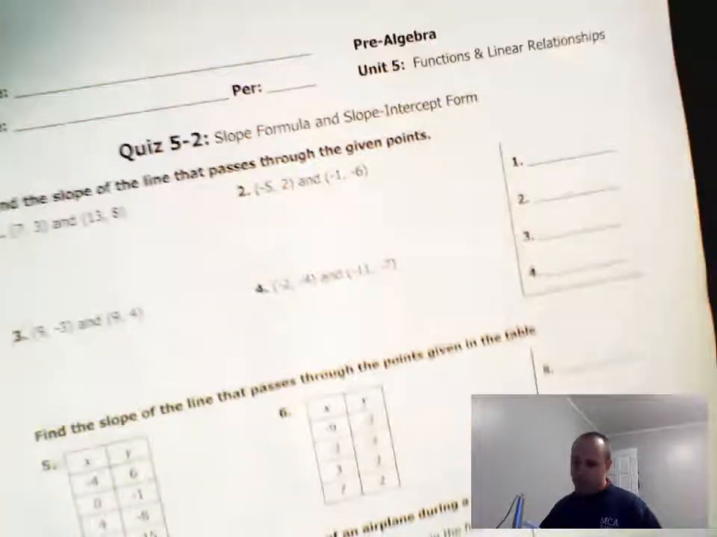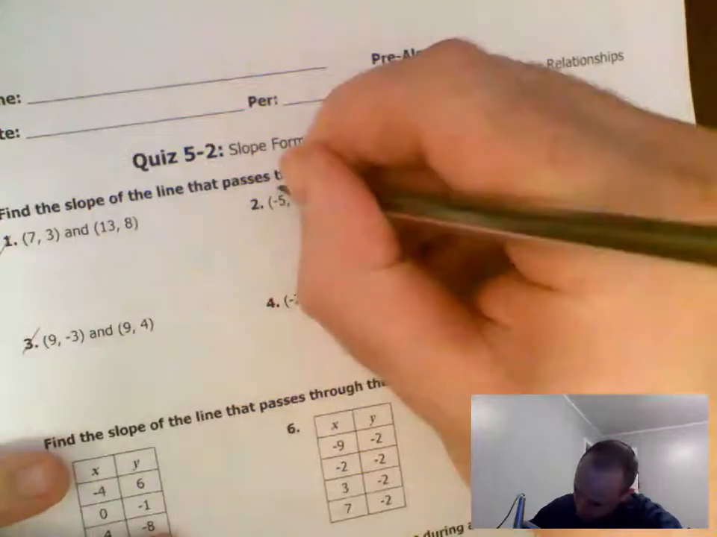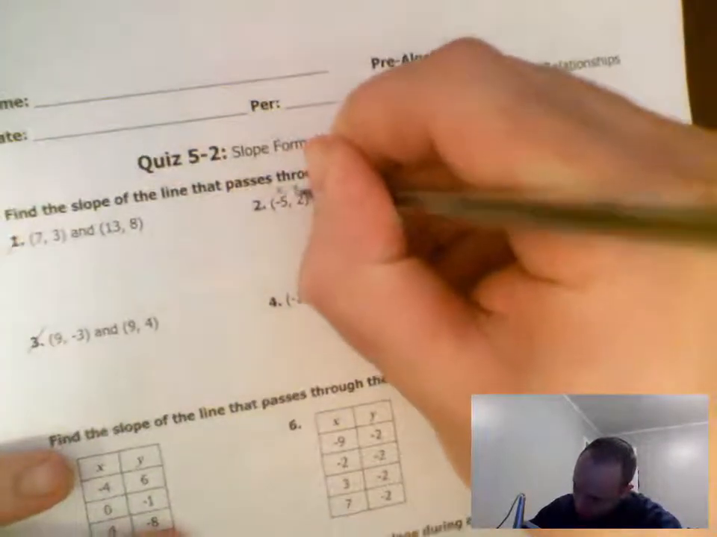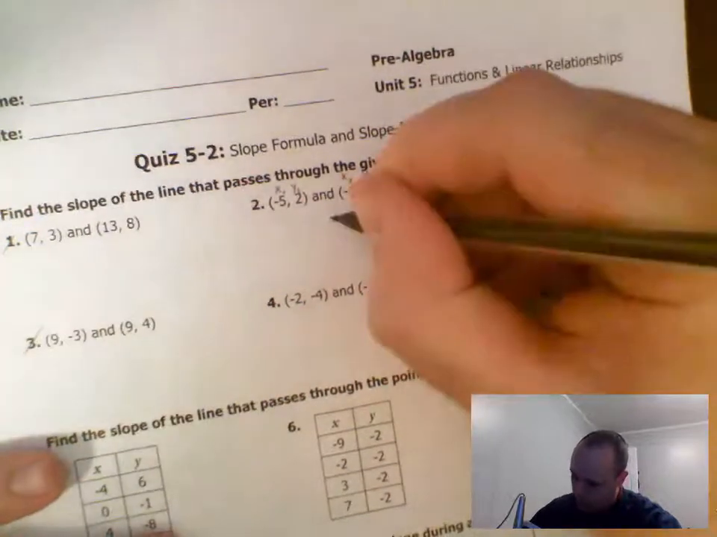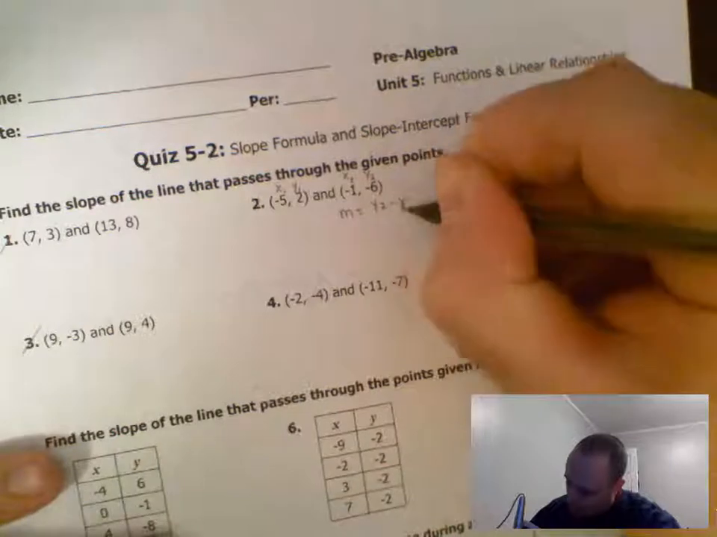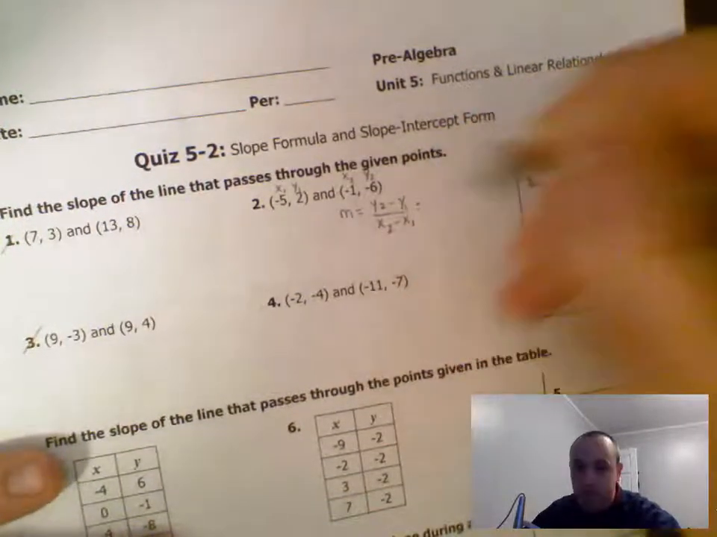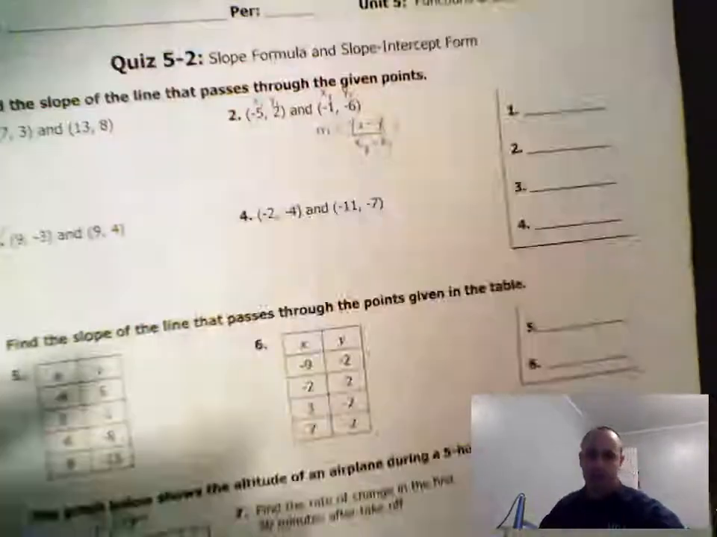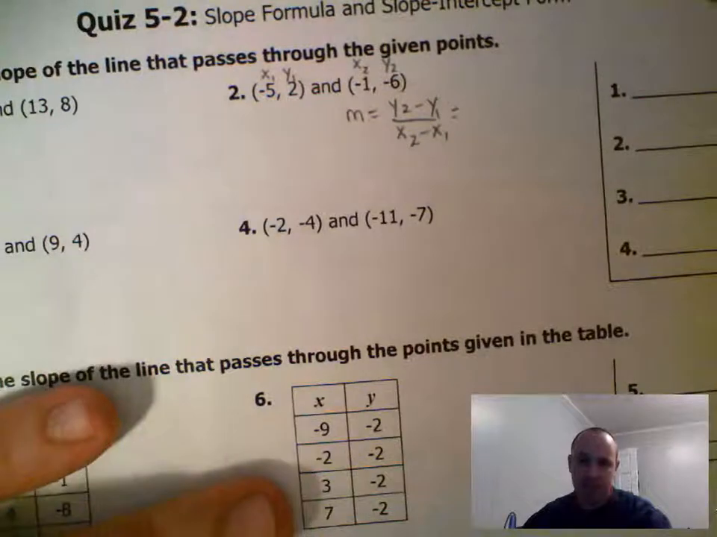All right, so let's go ahead and take a look here. Find the slope of the line that passes through the given points. So this is x1 and y1. This is x2 and y2. We have a formula. All right, we got a formula for slope that says y2 minus y1 over x2 minus x1.